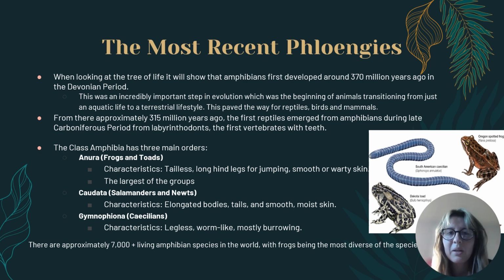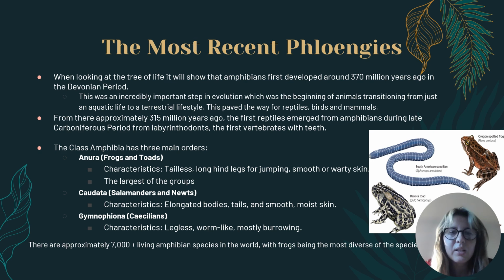As we previously mentioned with the phylogenetic tree, our class Amphibia can be broken down into three main orders. That's our Anura, which are the frogs and toads. They have the characteristics of being tailless, with long hind legs, jumping, smoother watery skin, and they are going to be the most diverse of the three groups.